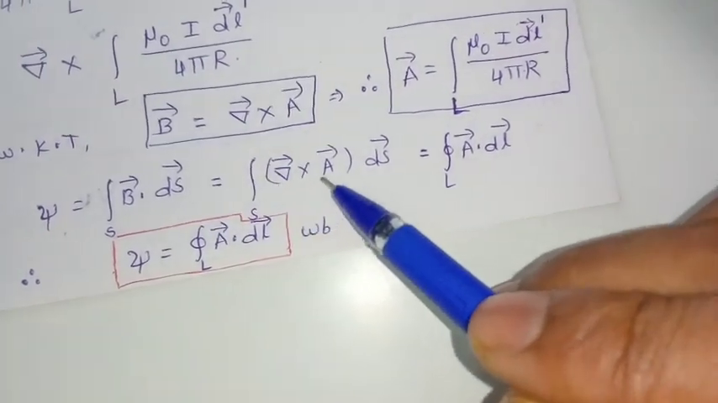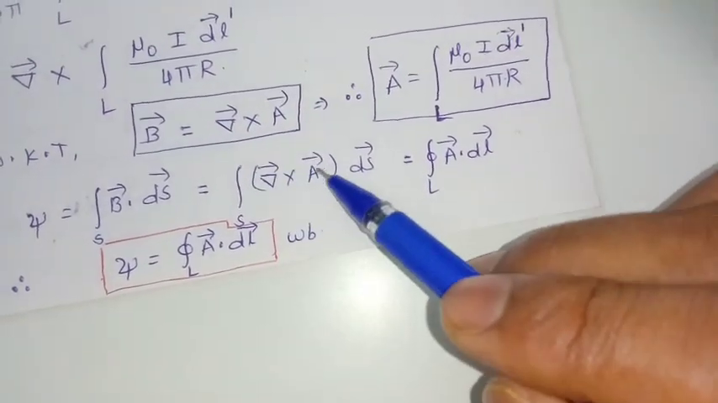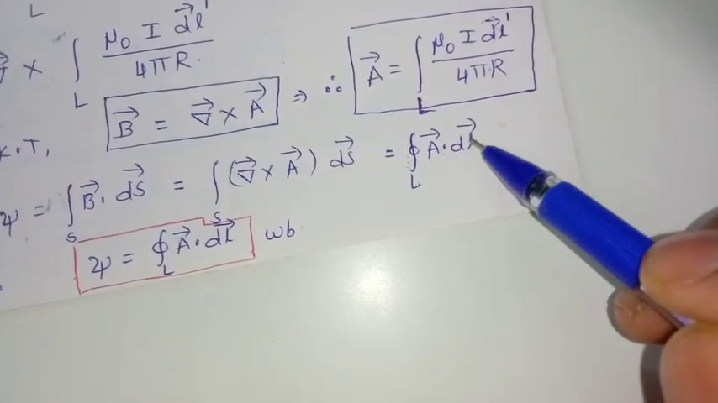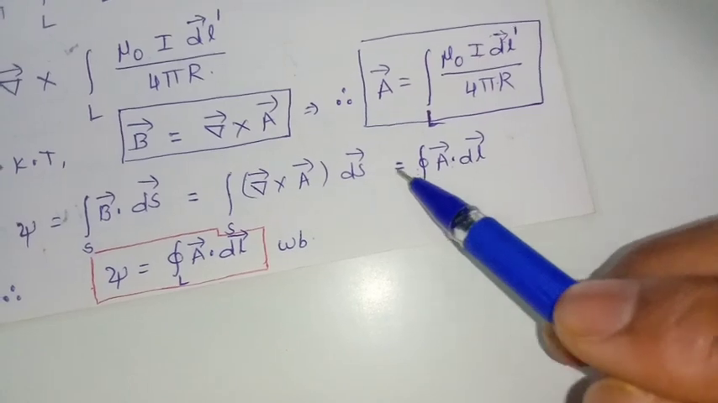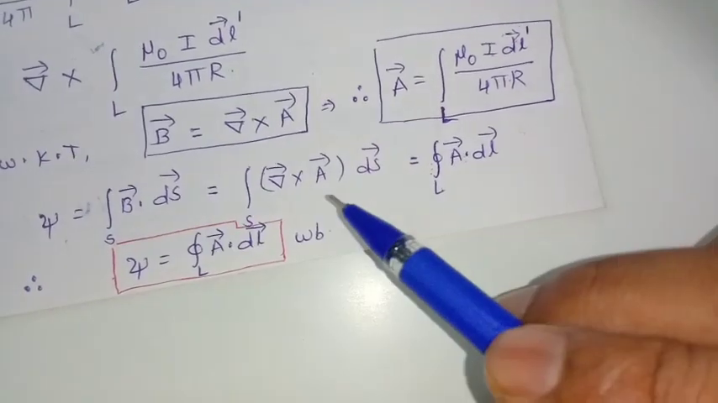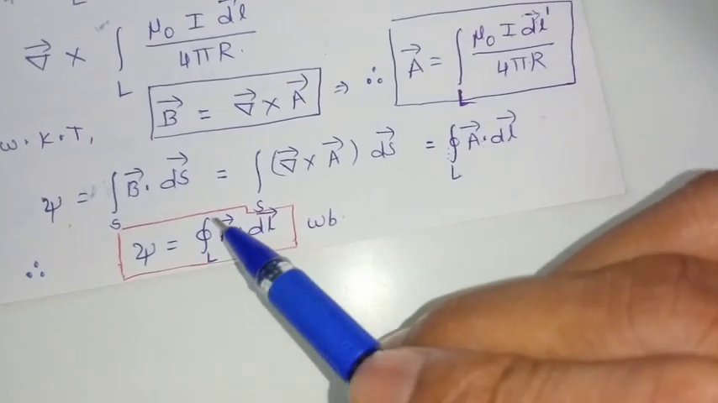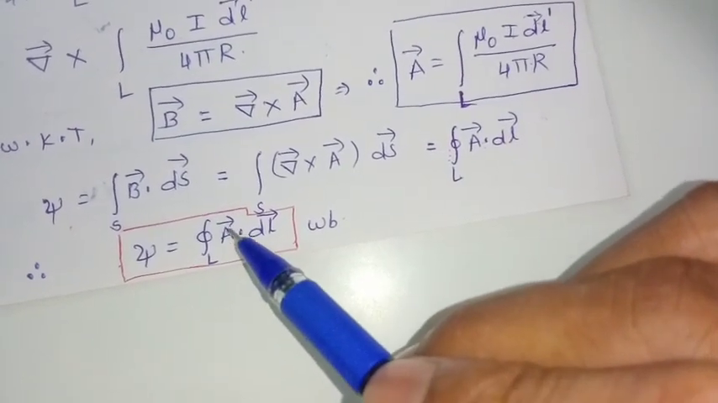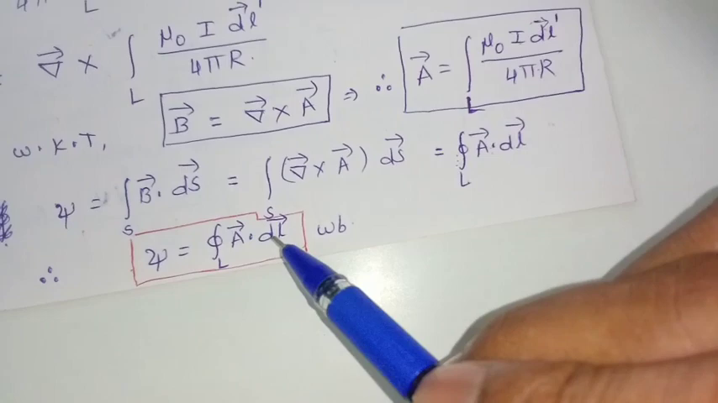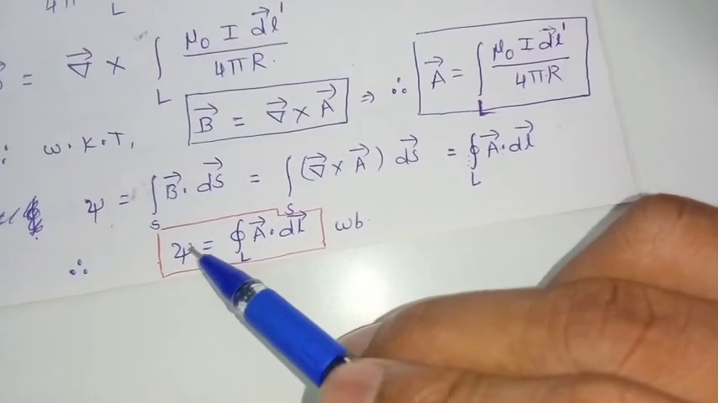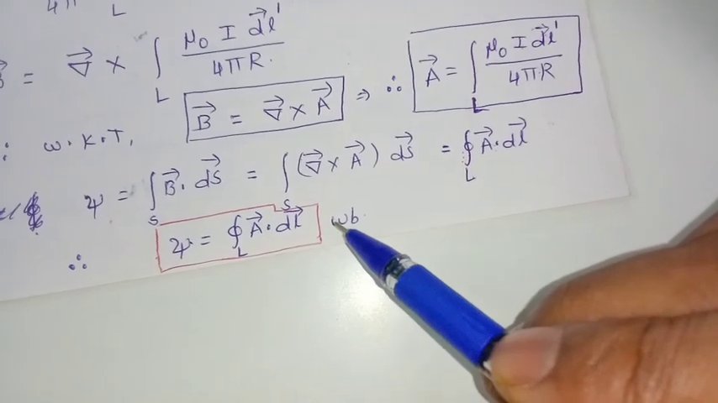Now by applying the Stokes theorem to that, the closed line integral A bar dot dl bar, it becomes. Then from this expression we can say that the magnetic flux can be the closed line integral of the magnetic vector potential. Okay, the units of the magnetic flux is Webers. Are you clear, all of you?